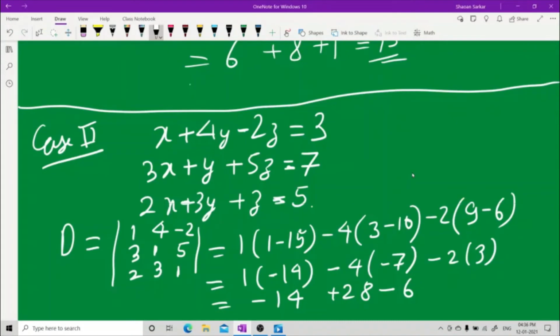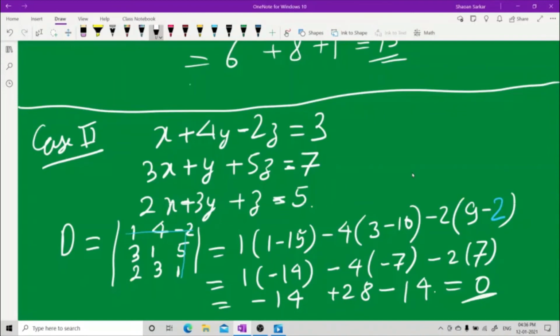And I think I made a mistake somewhere. Wait. Let me see, where did I make the mistake? Sorry, it's 9 minus 2, not 6. I am hiding this row and this column, so I'll get 9 minus 2 here. So this will be 7, and 7 into 14. So I am getting 0.